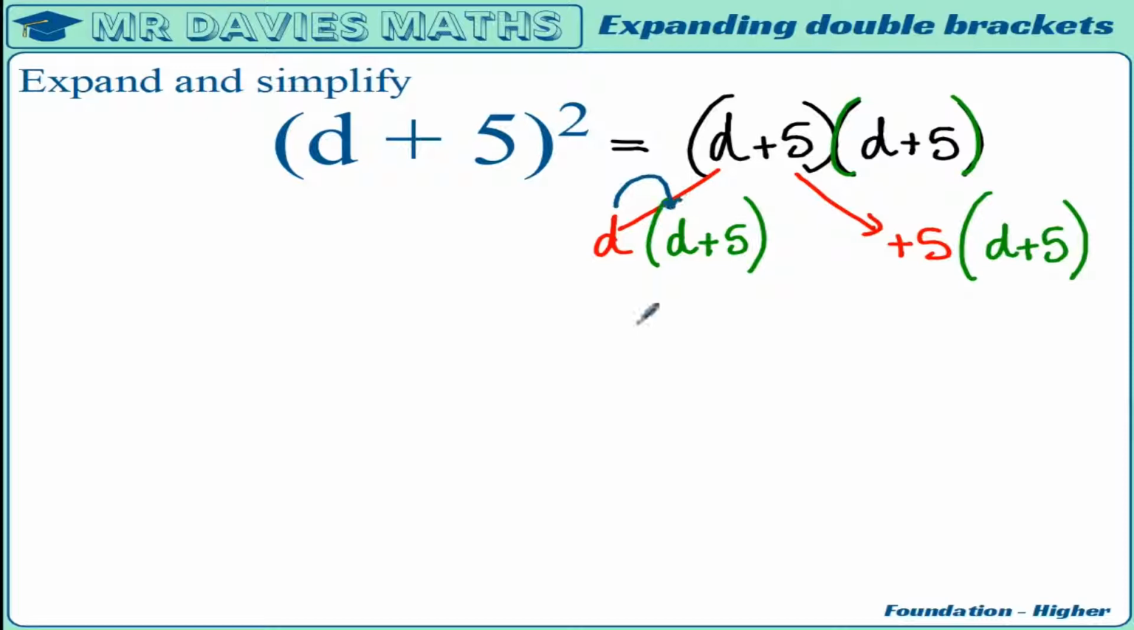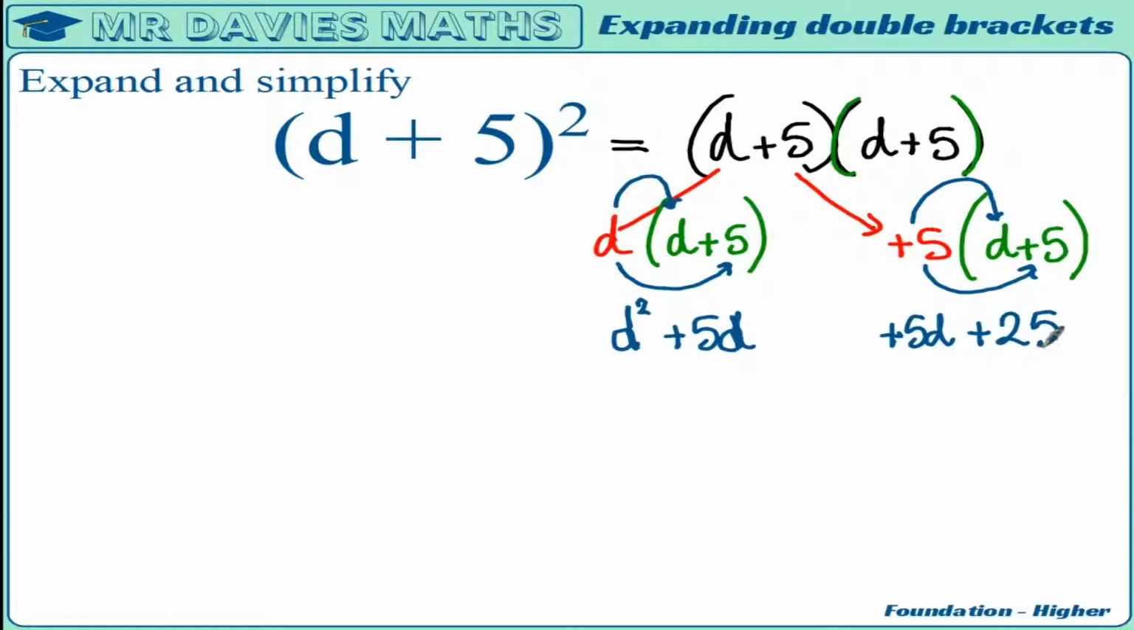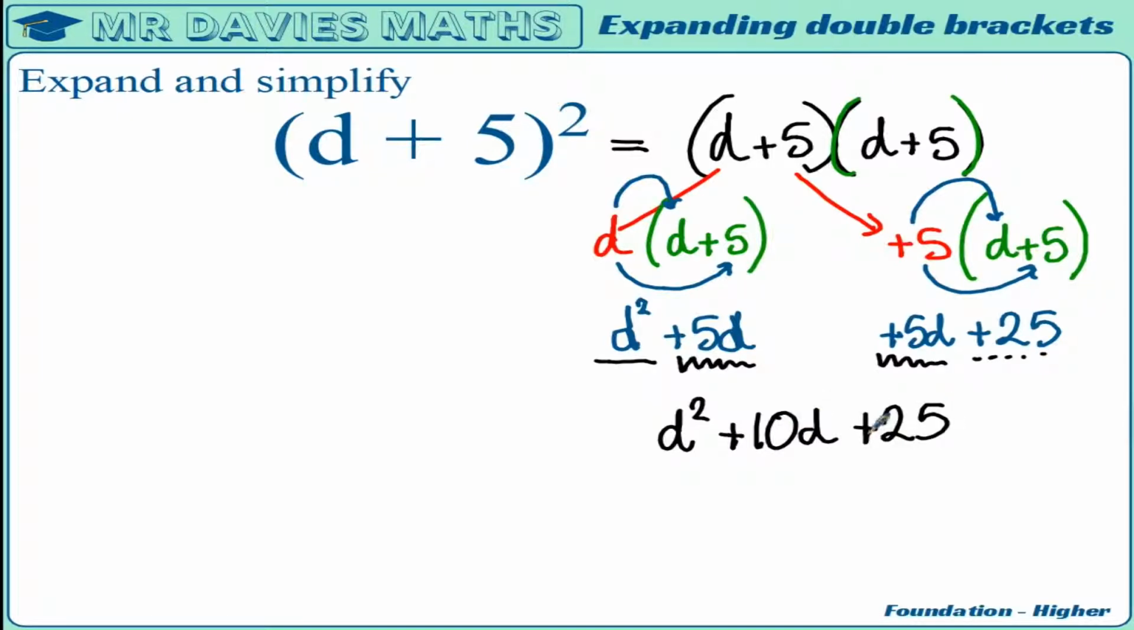So d times by d, which is d squared, d times by 5, which is positive 5d, and 5 times by d is positive 5d, and 5 times by 5 is plus 25. A little bit of tidying up. We've got d squared, I've got 5d's, another 5d's, which is a total of 10d's, and then you've got a plus 25 on the end. They do that to try and catch you out, and to be fair, it does get quite a few people, so keep an eye out for it. If it's got a bracket to the power of 2, just repeat that bracket yourself and then do the process.